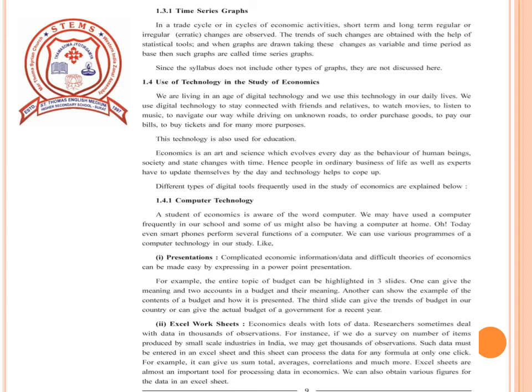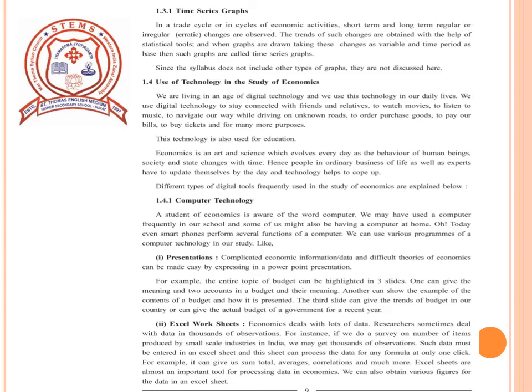We may have used a computer frequently in our school, and some of us might also have a computer at home. So all are using computers, laptops and personal computers, right? In our day-to-day life and activities, the use of computers is at a very high level. Today even smartphones perform several functions of a computer. All of you know how smartphones work; they also work as a computer.